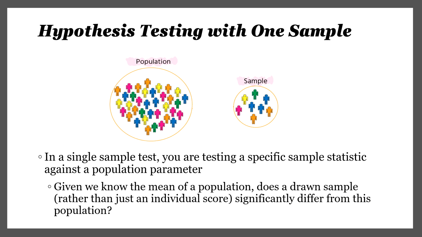Okay, so in this lecture, we are going to focus on hypothesis testing in situations where we are comparing a single sample to a known population. So, for example, maybe you want to know if PhD students experience more stress relative to the general population. In this case, you would have a sample of PhD students and you compare their mean stress level to the average stress level in the general population.